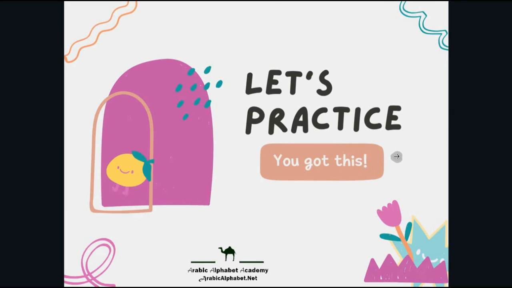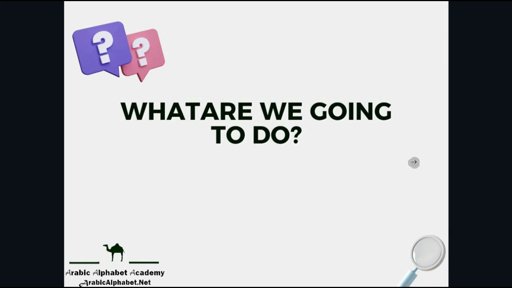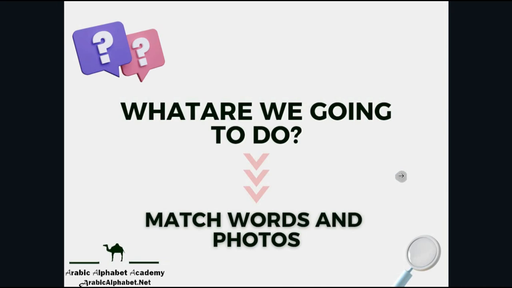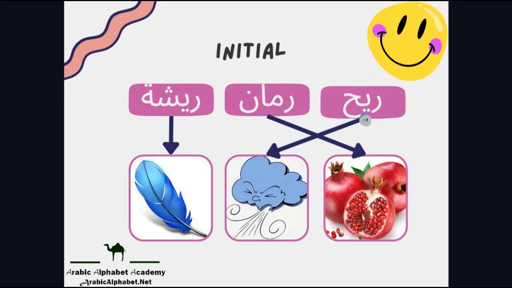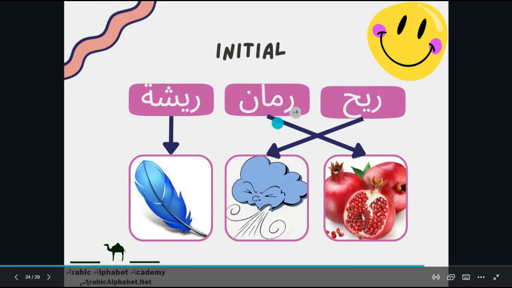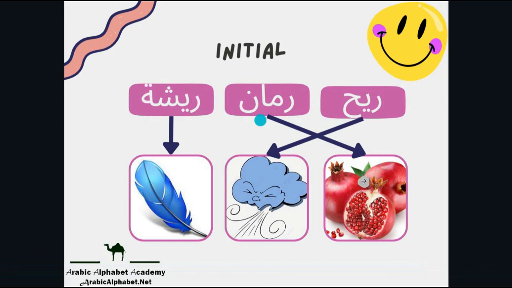Now let's practice. What are we going to do? We are going to match the words to the photos. Let's see the first example. Here we have the case when the letter Ra is in the beginning of the word, initial. We have the word rihon, romanon, rishaton. You can pause the video and try to guess which word goes for which photo. And if you know all the words, that's great. So the answer is rihon, wind, romanon, pomegranate, rishaton, feather.